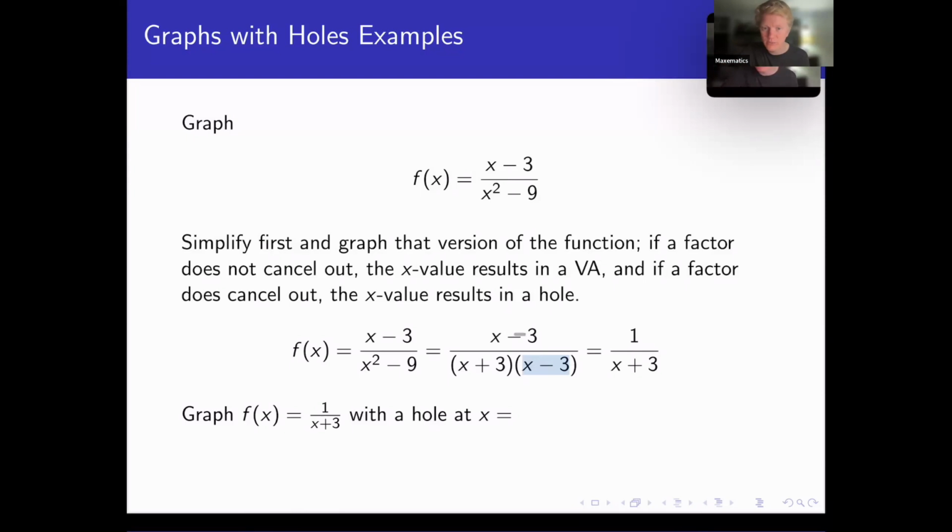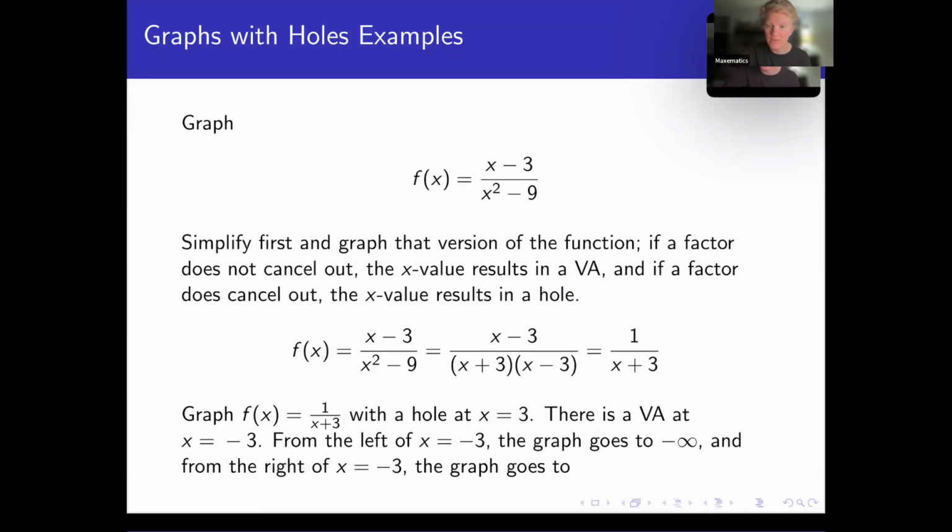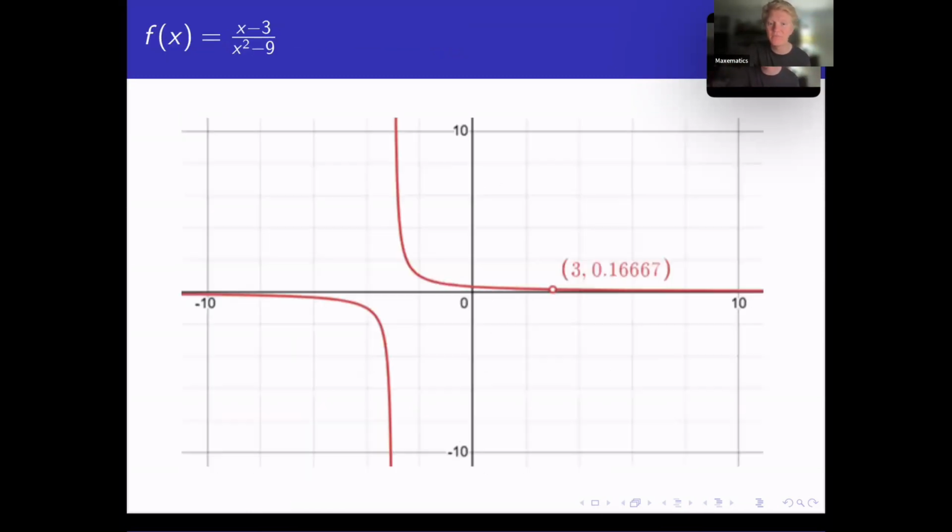I know x minus 3, the factor, canceled out, but the corresponding x value to x minus 3 is x equals positive 3. So there's a vertical asymptote at this location that did not cancel out, at x equals negative 3. From the left of negative 3, the graph goes down. From the right of negative 3, the graph goes up. You could check this doing that 2.999 and 3.001 stuff we did before, but here we go. Negative and positive, and there is our hole for this function.